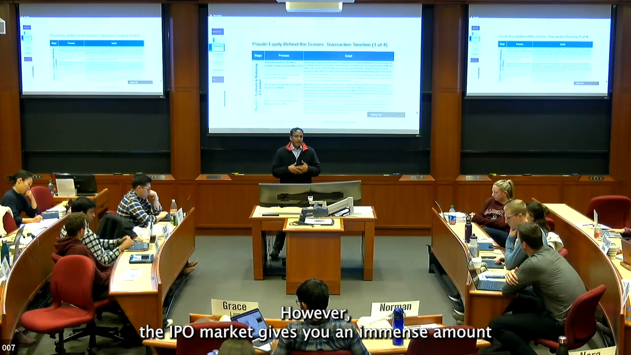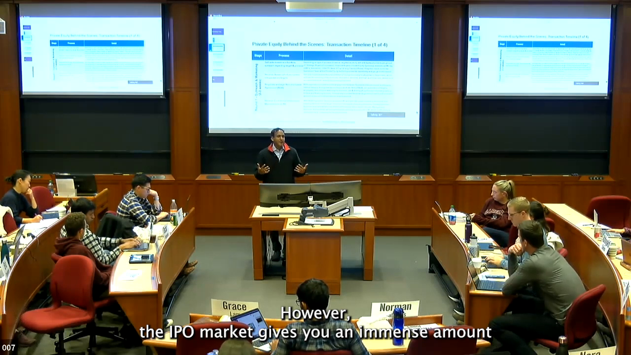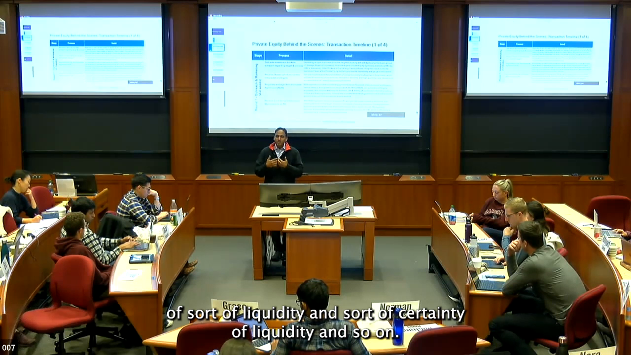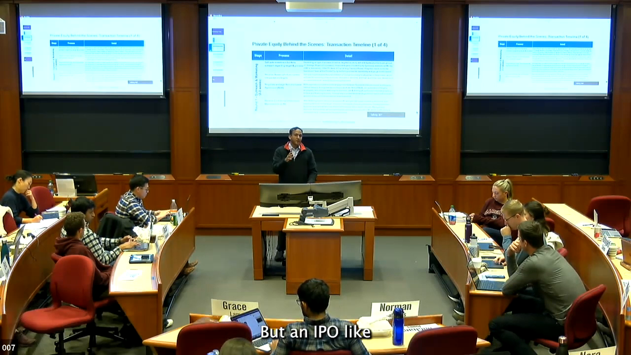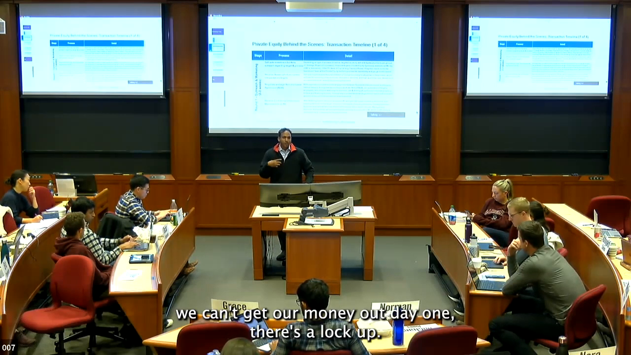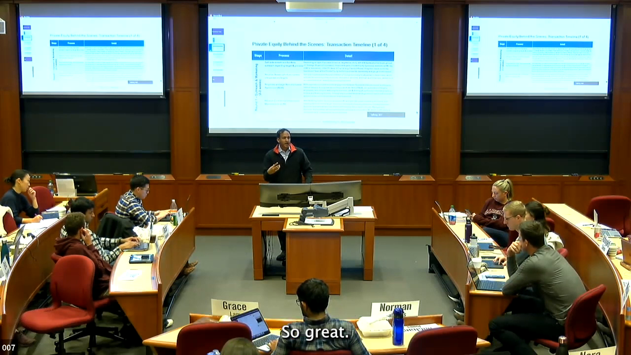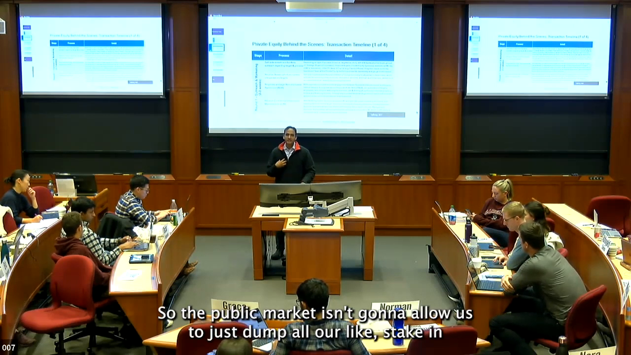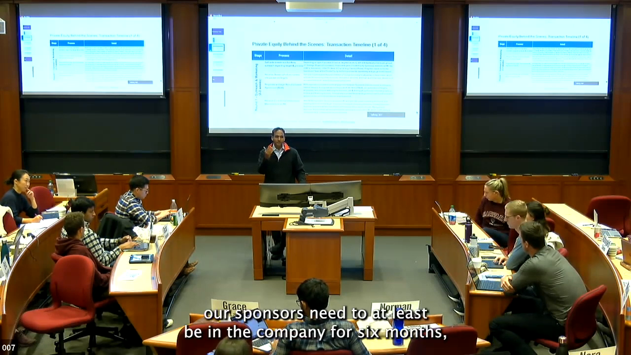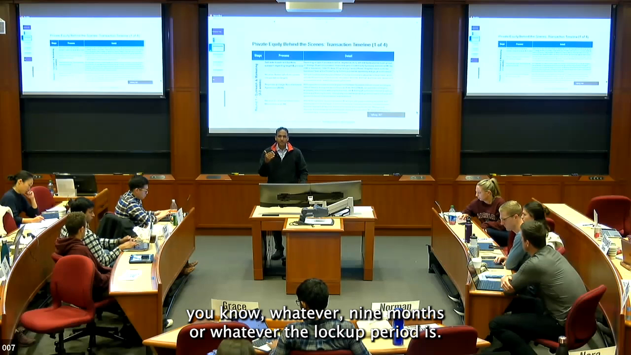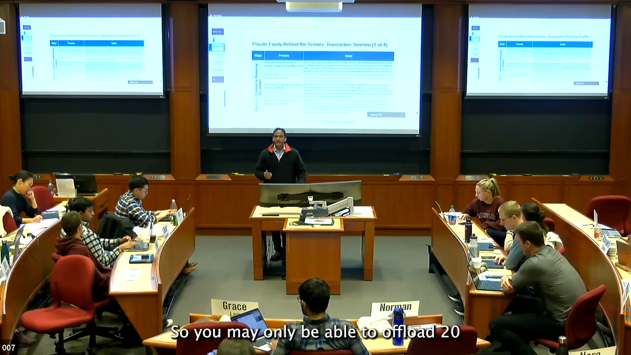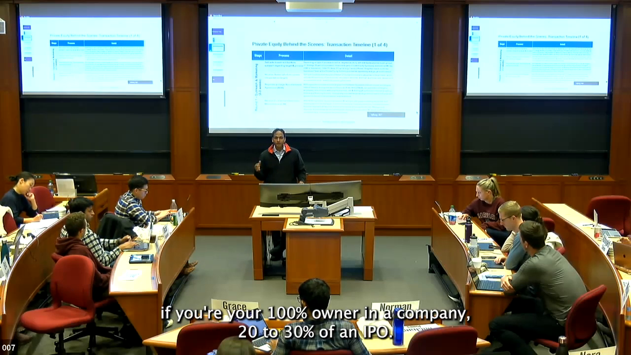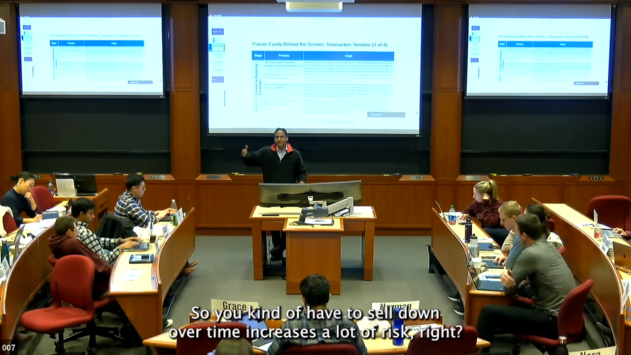However, the IPO market gives you an immense amount of liquidity and certainty of liquidity. But in an IPO, we can't get our money out day one. There are lockups, right? The public market isn't going to allow us to just dump all our stake on day one and run away. They want our sponsors to stay in the company for at least 6 months, 9 months, or whatever the lockup period is. So if you're a 100% owner, you may only be able to offload 20 to 30% in an IPO. So you have to sell down over time.